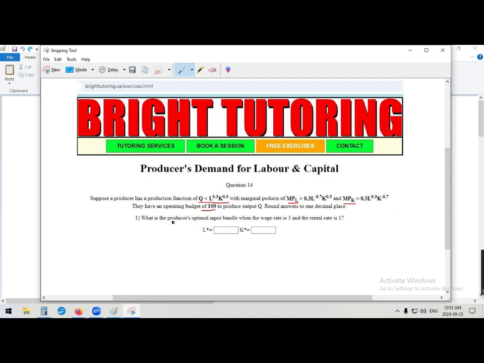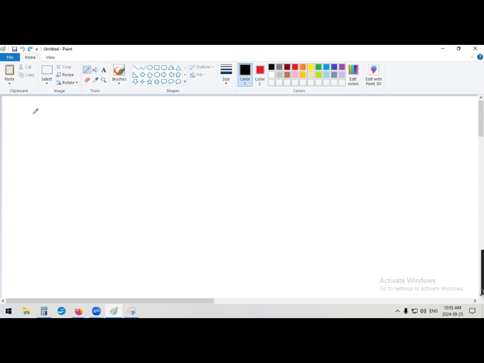Now what we have to figure out is the producer's optimal input bundle, L star and K star, when they have a wage rate equal to 5 and a rental rate equal to 1. So to solve this question, we have to use the optimal input bundle tangency condition, which is MPL over MPK equals W over R.